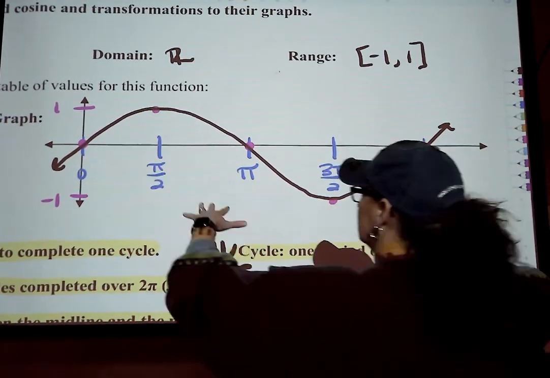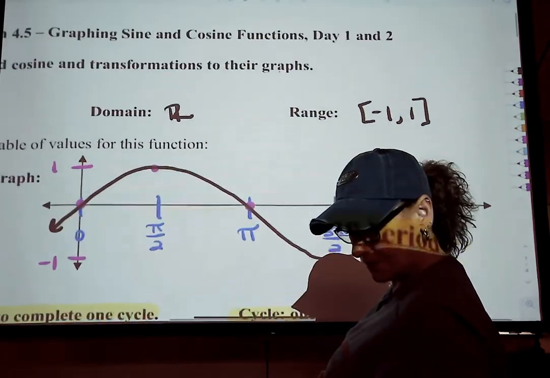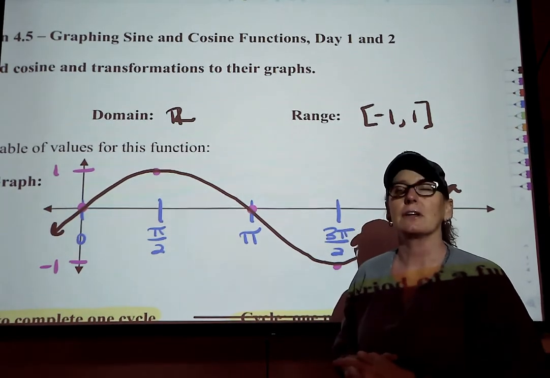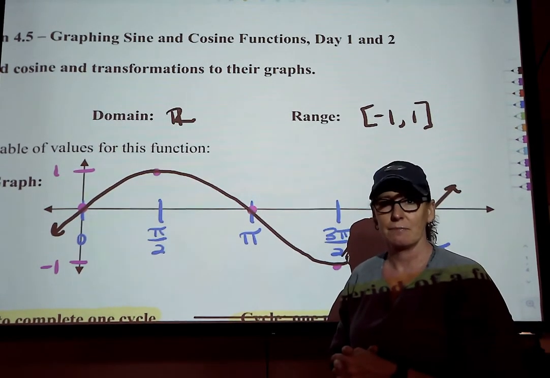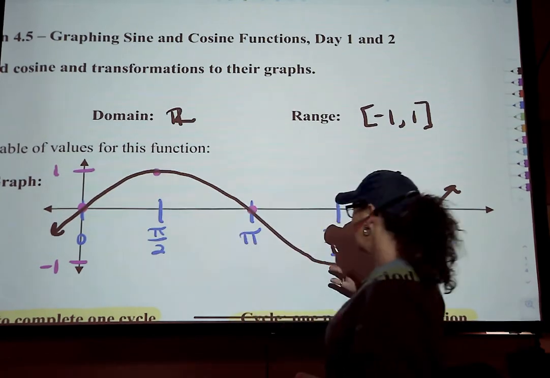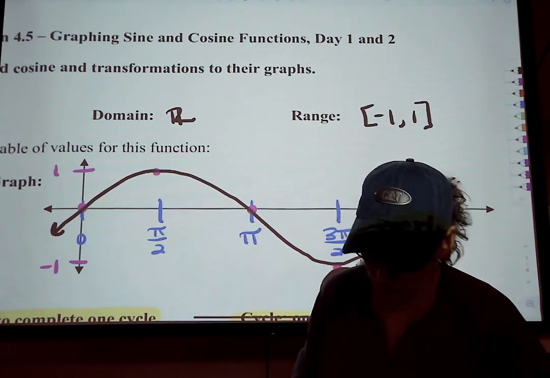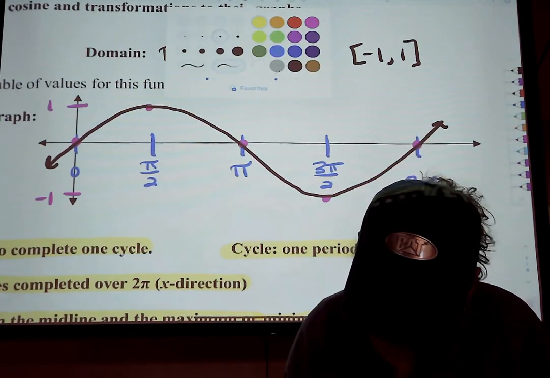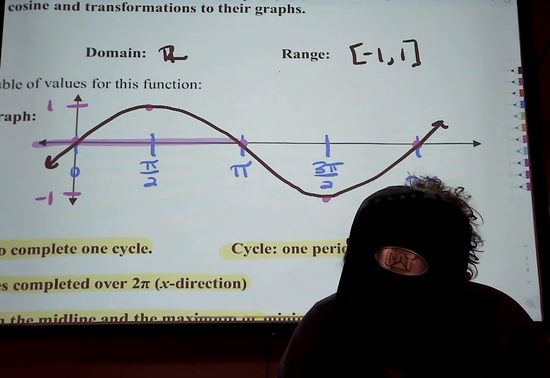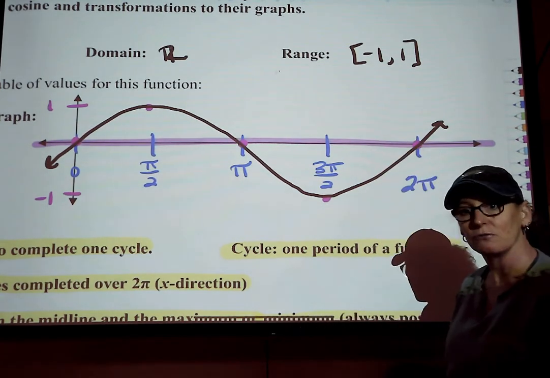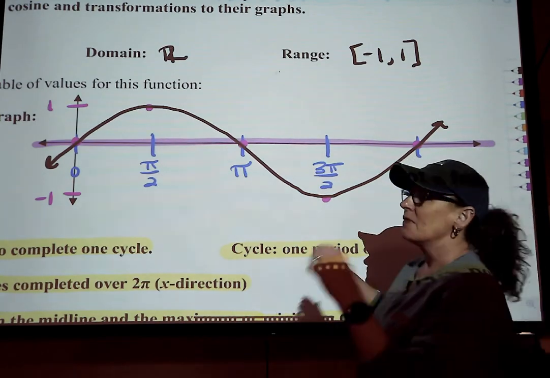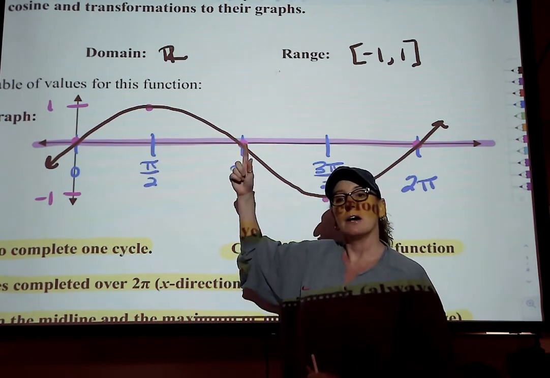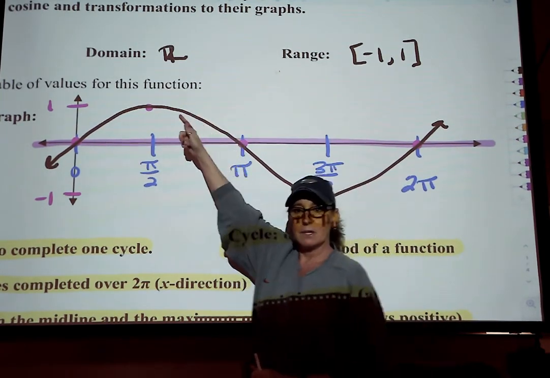Okay, think vertically for just a minute. Where's the middle? Vertically, where is the middle of this graph? Well, it peaks at +1, it valleys at -1. I think the middle would be the x-axis. Think that'd be the middle? Vertically speaking, that would be the middle. That's called the midline.